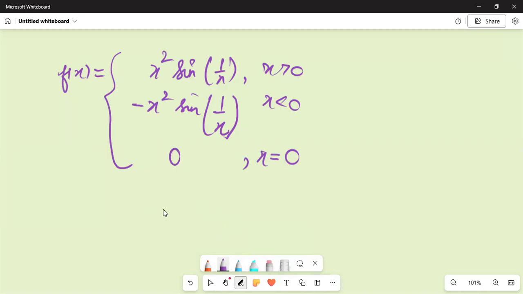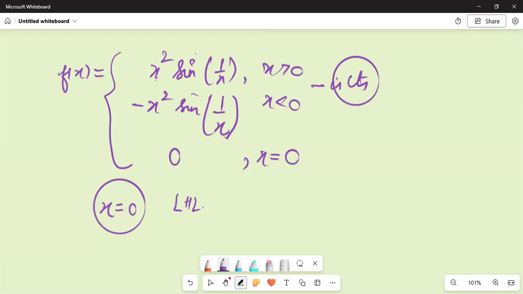So is f continuous or differentiable? We can check the left hand limit and the right hand limit. Now, when x is not 0, this is just the product of two continuous functions, x square and sine 1 by x, whether x is less than 0 or greater than 0. So of course, this is continuous. But what about the point x equals 0? Is f continuous at 0 also? That means we need to check the left hand limit and the right hand limit.